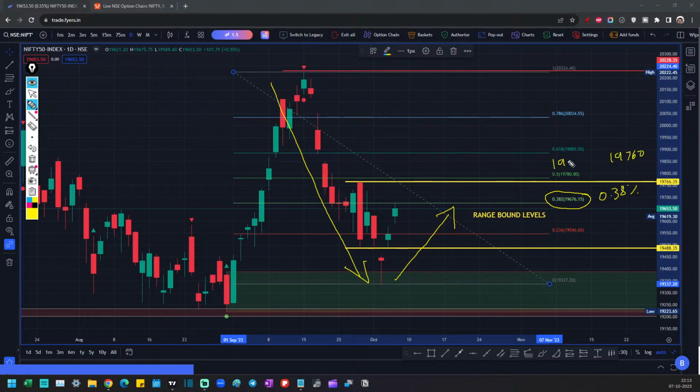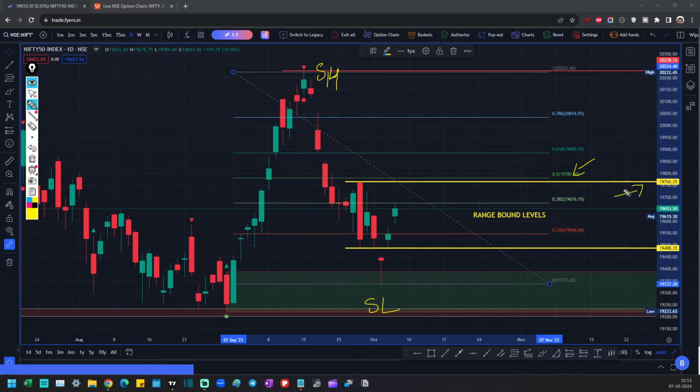19,766, 19,780 is nothing but the 50% level from this swing high to this swing low. Again, let me say that this is the swing high and this is the swing low. So the 50% level matches with our level that is marked here.